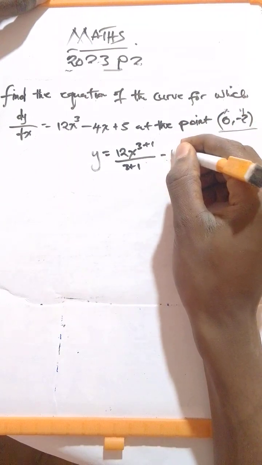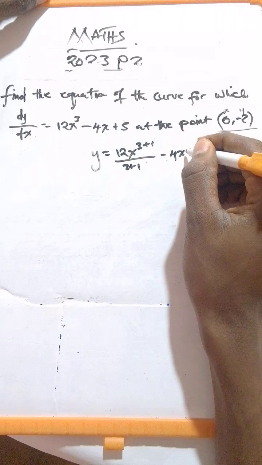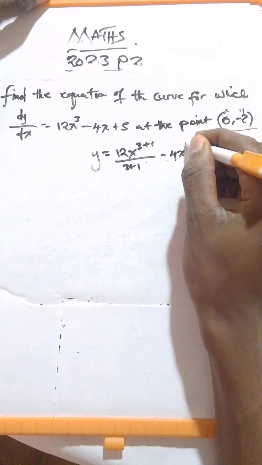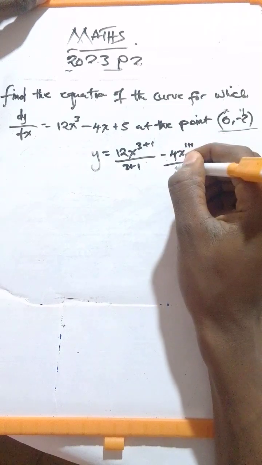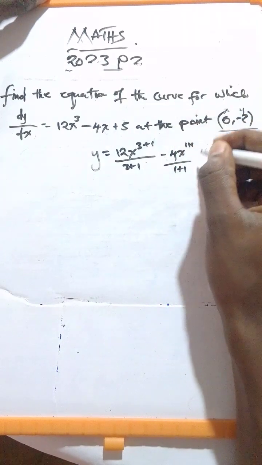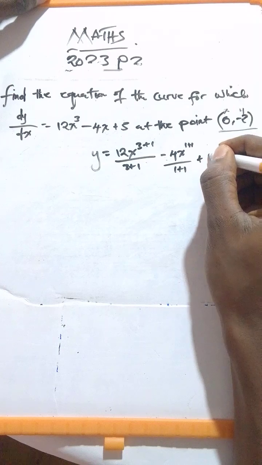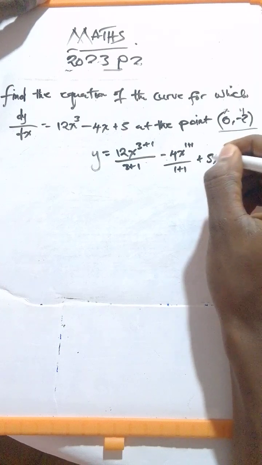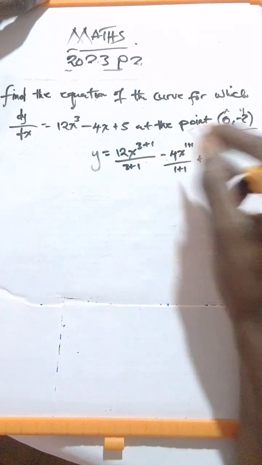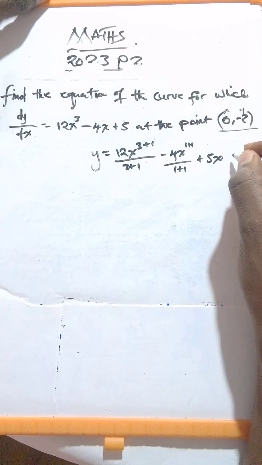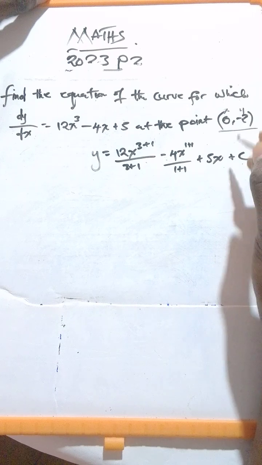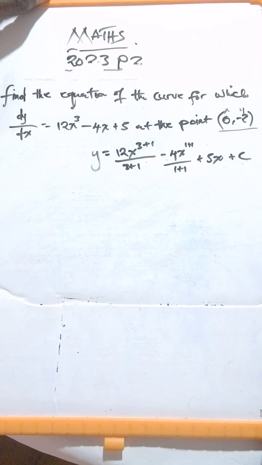Minus 4x, we know that a letter without a power has a power of 1. Now we don't write it, so plus 1 over 1 plus 1. Then from here, plus 5x, a number without a variable, we give it a variable always once we are integrating. Then plus constant c, a number which was removed, which we don't know.